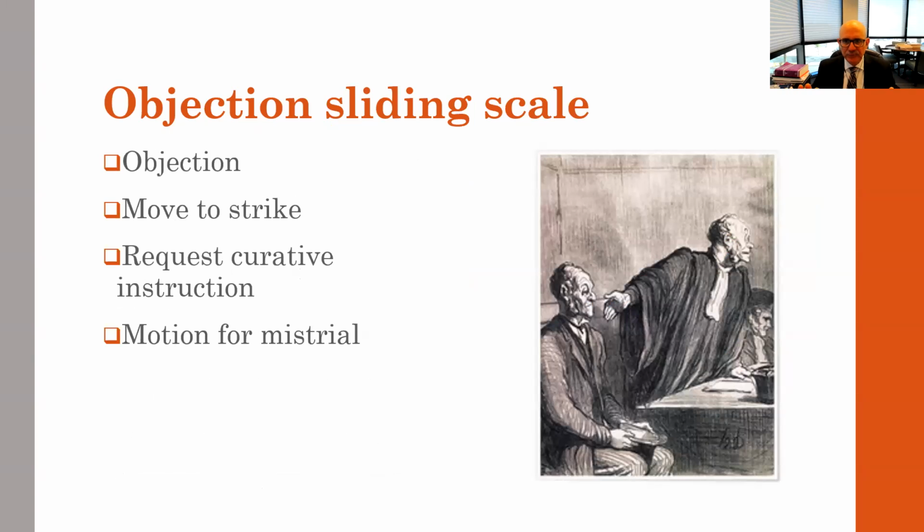Now, as far as a procedure for objections, basically this serves as kind of like a sliding scale, so to speak. We start with an objection, then we move to strike. If necessary, we request a curative instruction, and if necessary, then we move for a mistrial. That's kind of like the 4 steps that we all have to think about: objection, move to strike, request for curative instruction, motion for a mistrial.